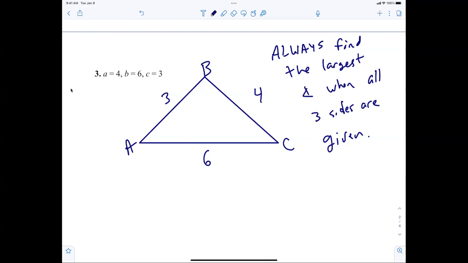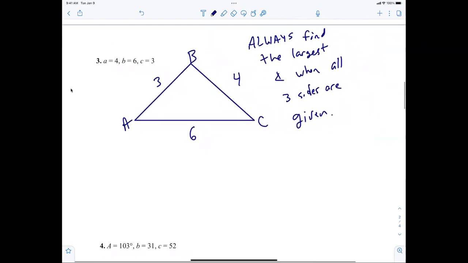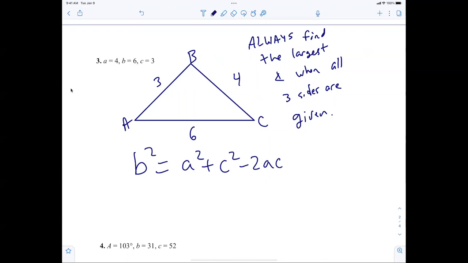So which one's the largest angle here? B, right? So what goes on the outside of the formula? B squared equals A squared plus C squared minus 2 times AC times cosine B. That's the formula. Does everybody see how I did that? I recognized I was looking for B, and B goes on the outside of the formula.